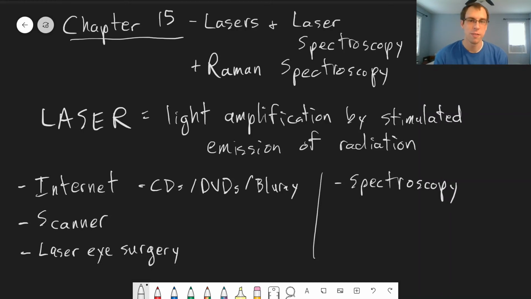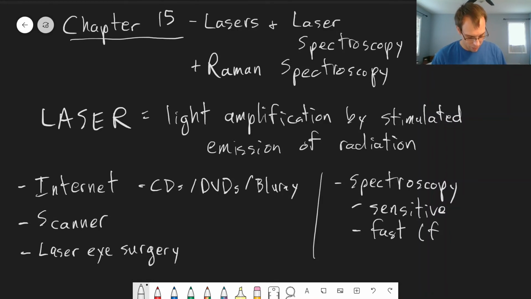Some of the specific spectroscopic techniques that are available because of lasers. So some of the advantages here are you can get very sensitive measurements. So you can measure things with very low concentrations, and fast. And here we're talking like femtoseconds. We can measure things on very short time scales. So you can measure where energy goes in a molecule when it absorbs light, or things like that. So lasers are awesome, I guess, is the short version.